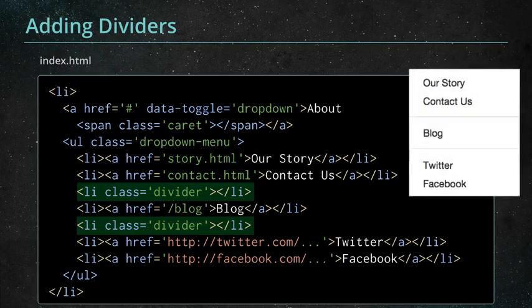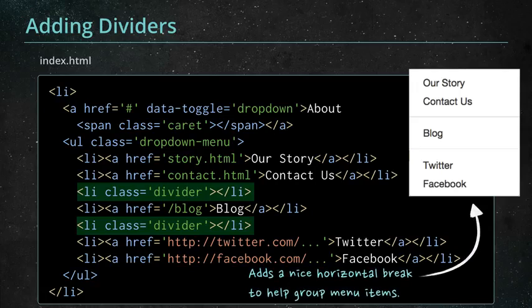If we check our drop-down menu out now, we'll see a very clear separation between our link groups. This is a small change in our HTML, but huge for usability.